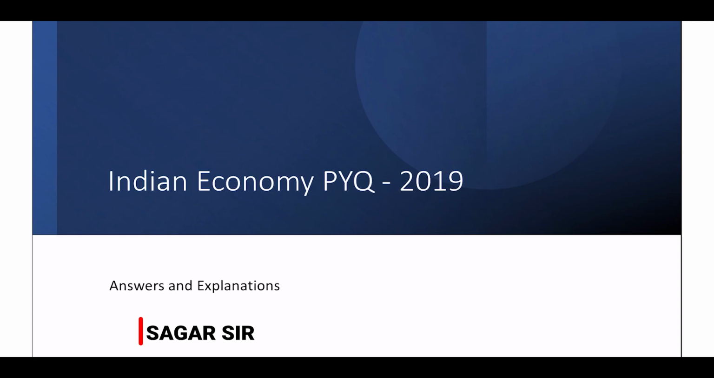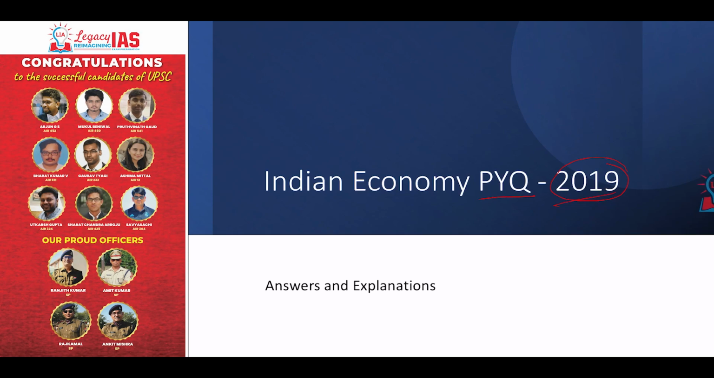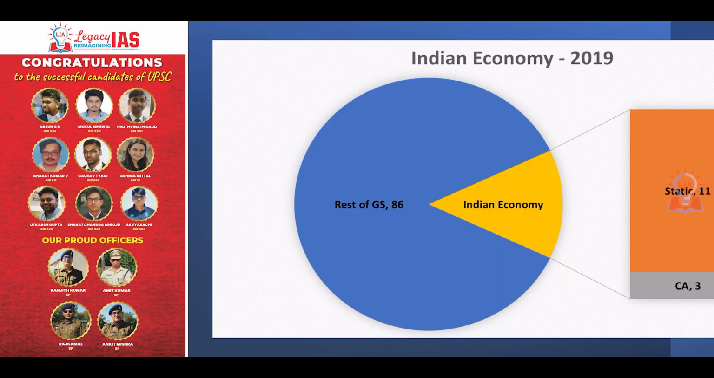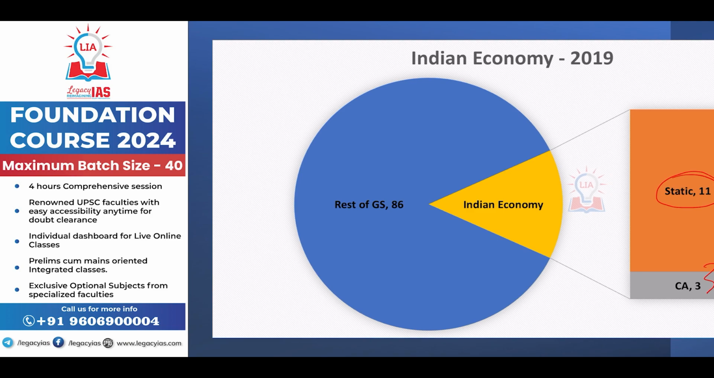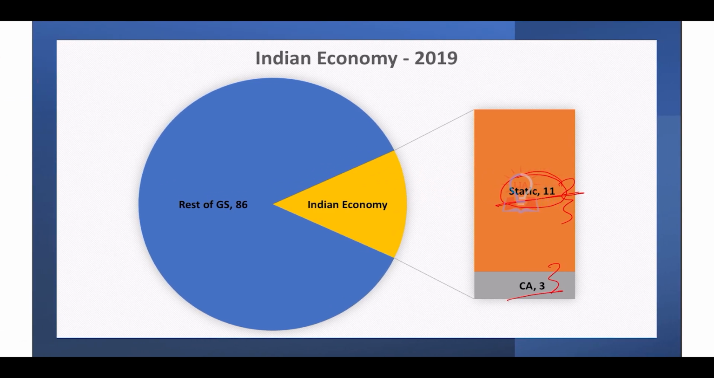In this video, we are going to discuss the previous year questions related to Indian economy from the year 2019. So the first thing is there were a total of 14 questions coming from Indian economy again, and static questions included 11 and current affairs were 3. However, what you can observe here as well is that 2 questions were still something which were related to static itself. So with a strong static knowledge, you could have solved almost 13 questions which are related to Indian economy.